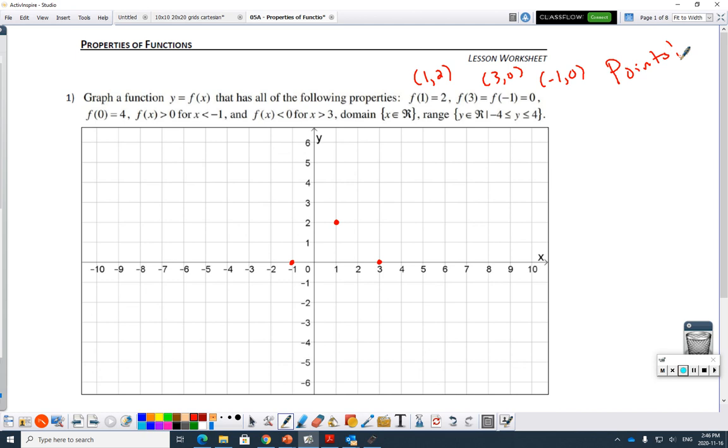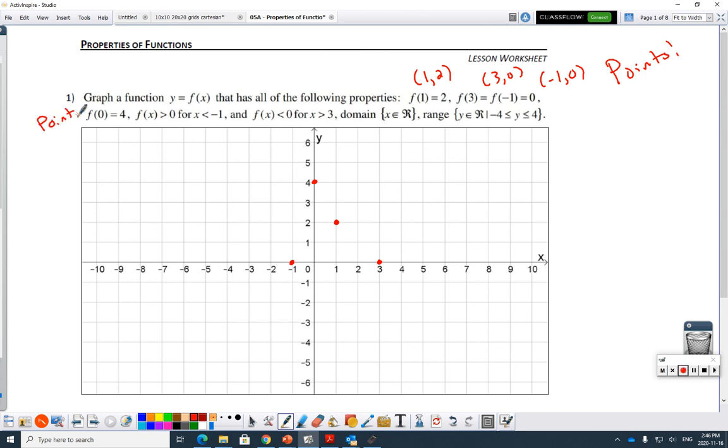In fact, I already sort of think I see what the graph's going to look like here. Not maybe the whole thing, but I sort of got a feel already of what this graph's going to look like. Oh, there's one more point. F at 0 equals 4. Also a point. Let me write that on there.